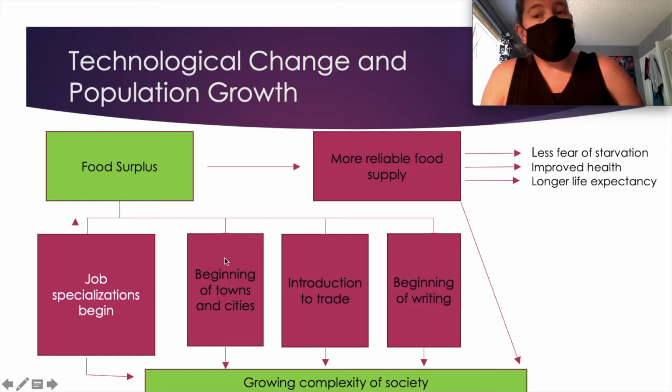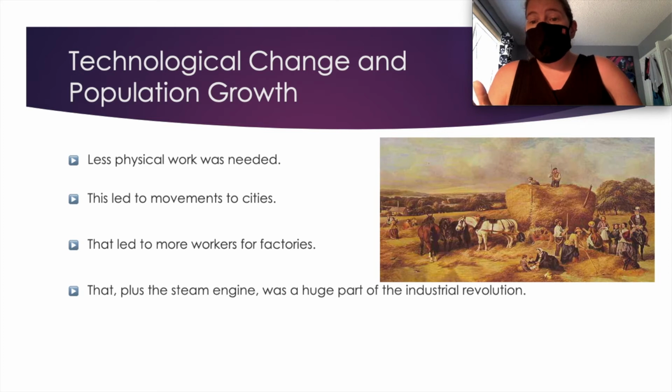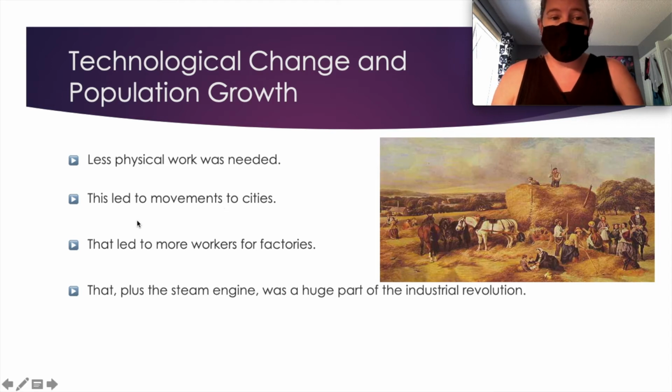Now we also get people gathering together, so we get the beginning of cities and towns. With the introduction of trade, people start writing things down. So this is a growing complexity of society. Food allows us to become more complex, as well as to live longer. Less physical work is needed. This means movements to cities, more workers for factories, and during the Industrial Revolution, the invention of the steam engine was a huge part of the reason for population explosion.